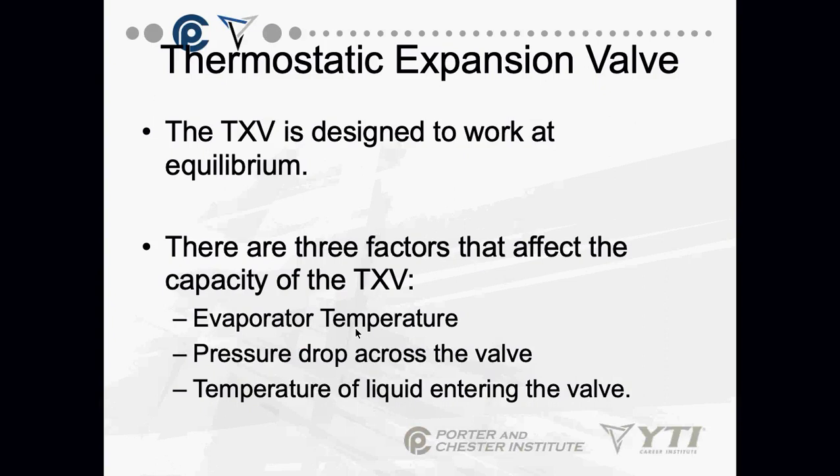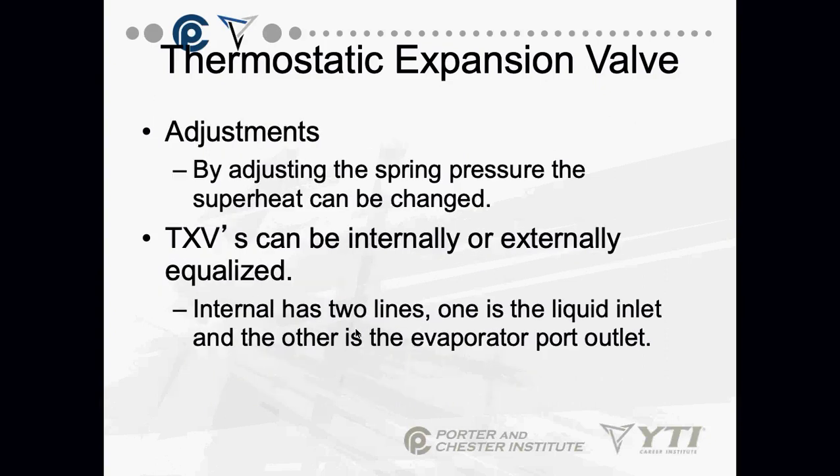TXVs are designed to work at equilibrium. That basically means when they come from the factory, they give you that perfect superheat. There are 3 factors that affect the capacity of a TXV: the evaporator pressure, the pressure drop across the valve, and the temperature of the liquid entering the valve. The colder, the better. By adjusting the spring pressure, superheat can be changed. TXVs can be internally or externally equalized.